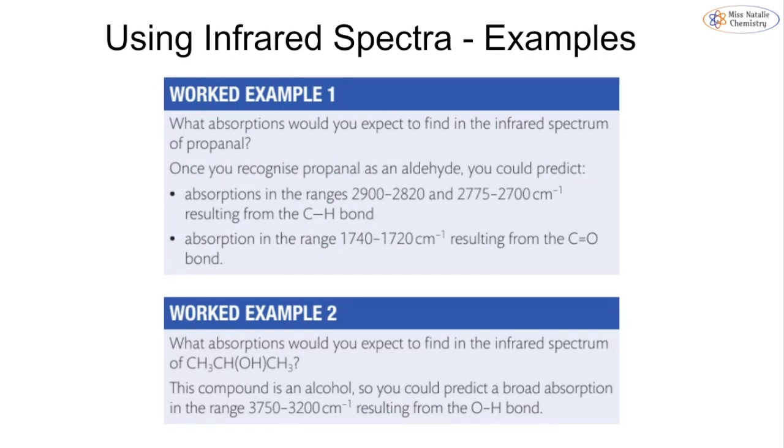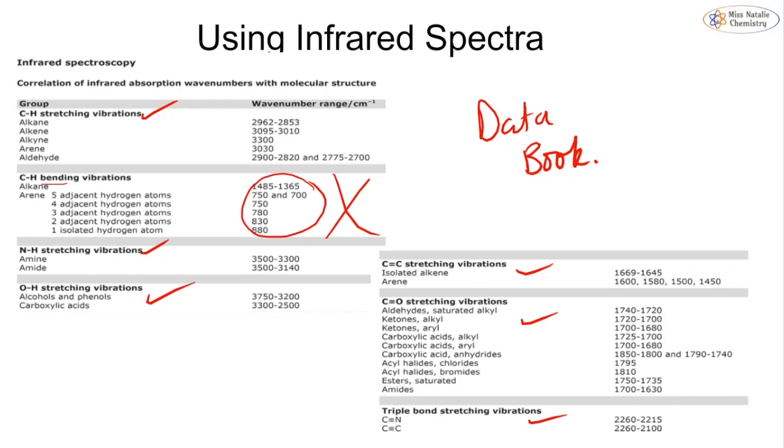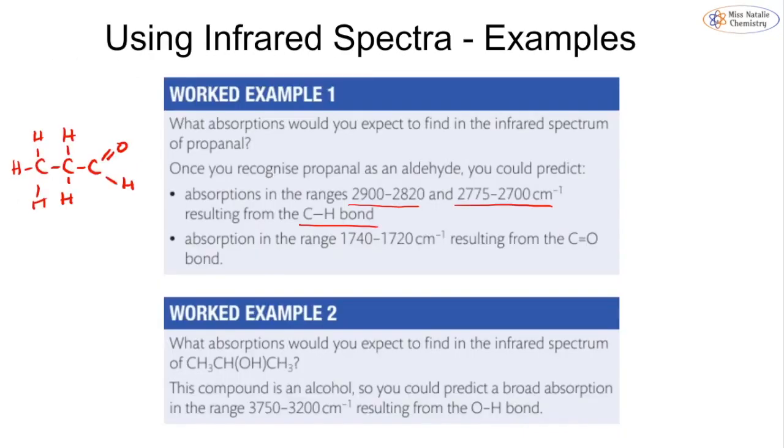So let's look at a few worked examples. If we have the infrared spectrum of propanol, what would we expect to see? Well, propanol is going to be an aldehyde, so it's going to have this particular structure. We should be seeing CH bond absorptions, which will give us in the range of 2900 to 2820, and from 2775 to 2700. Again, you can check that on here. There's your aldehydes. And we will also have that very sharp carbonyl bond transmittance peak at between 1740 and 1720. So this is a way that we would be predicting the functional groups.